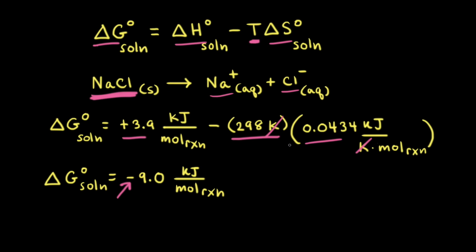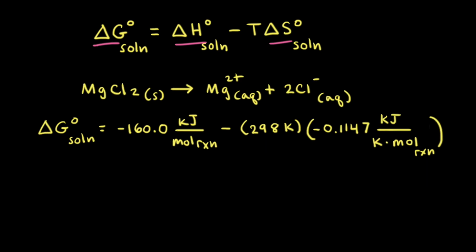Notice how, in this case, the favorable positive entropy term outweighs the unfavorable positive enthalpy term to give a negative value for delta G naught. Therefore, for the dissolution of sodium chloride, the increase in entropy drives the dissolution.